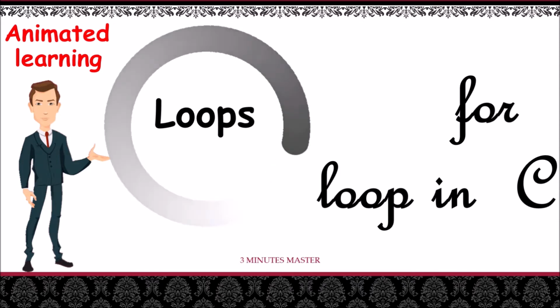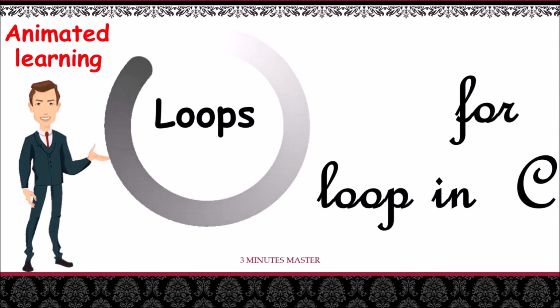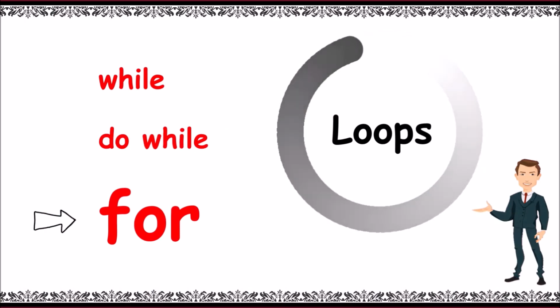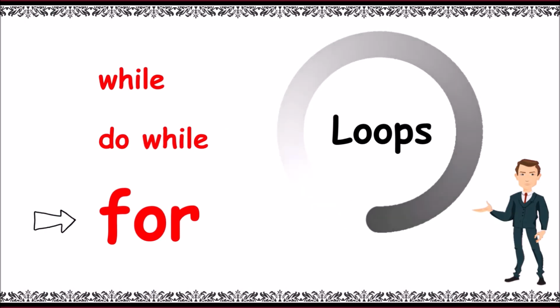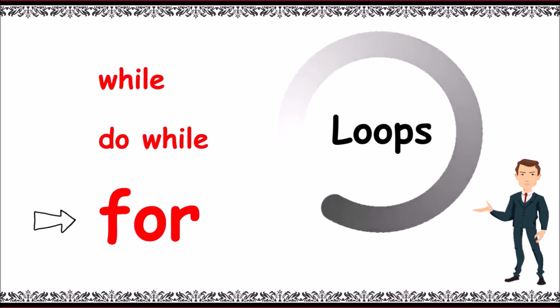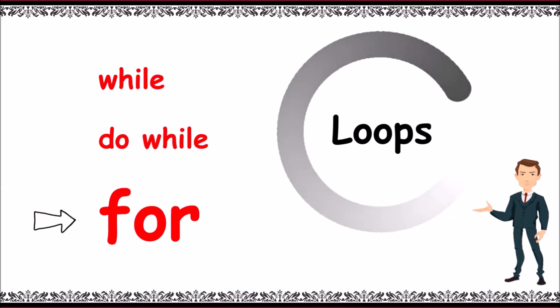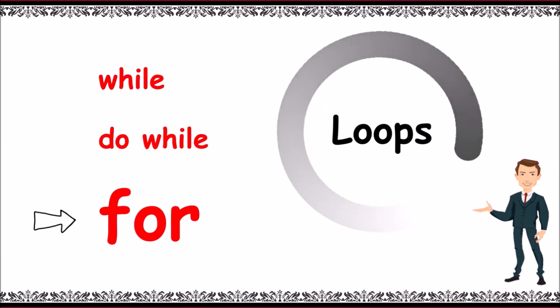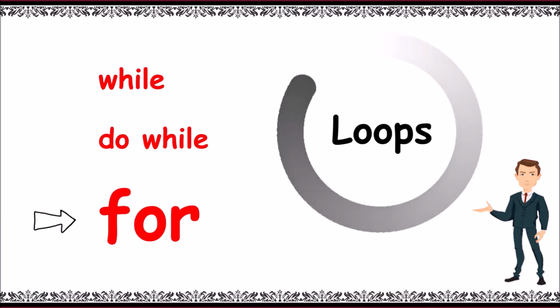Let's learn regarding for loop in C. C programming language provides us with three types of loops: while, do while and for. Here let's learn about for. The for loop is used for executing a block of statements repeatedly until given condition returns false.